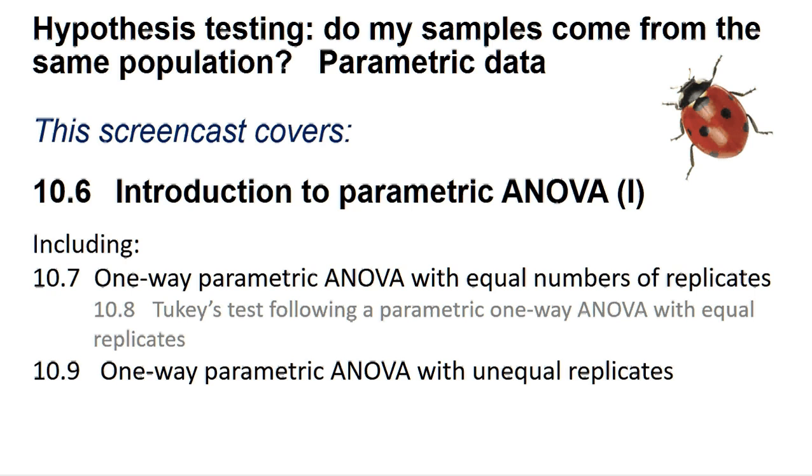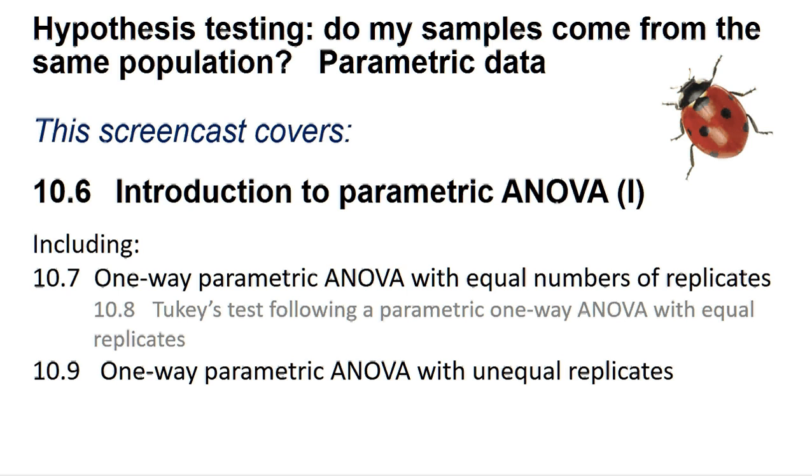This screencast covers section 10.6, Introduction to Parametric ANOVA, including section 10.7, One-Way Parametric ANOVA with equal numbers of replicates, section 10.8, Tukey's test, and section 10.9, One-Way Parametric ANOVA with unequal replicates.